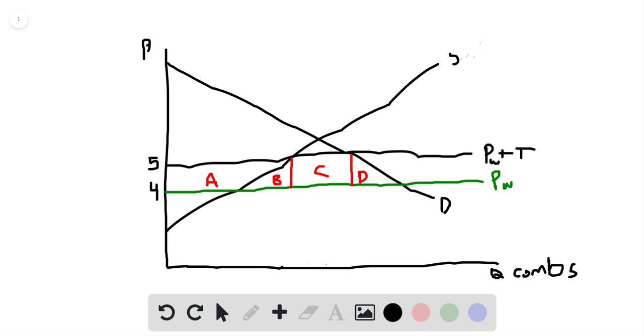So the US manufacturers increase the quantity of combs that are supplied at the higher US price. However, these are less efficient than foreign producers. This can be seen as the US supply curve being above the world price over this range in production.